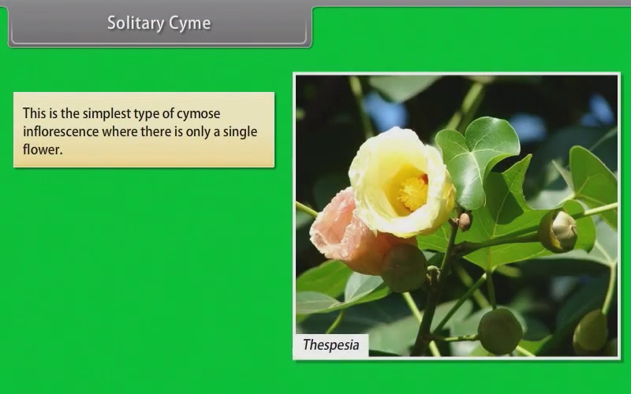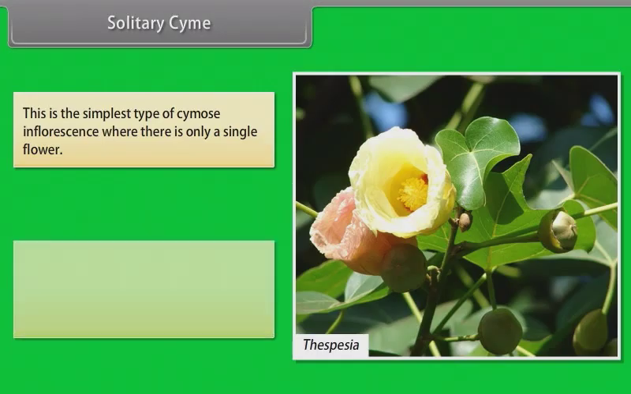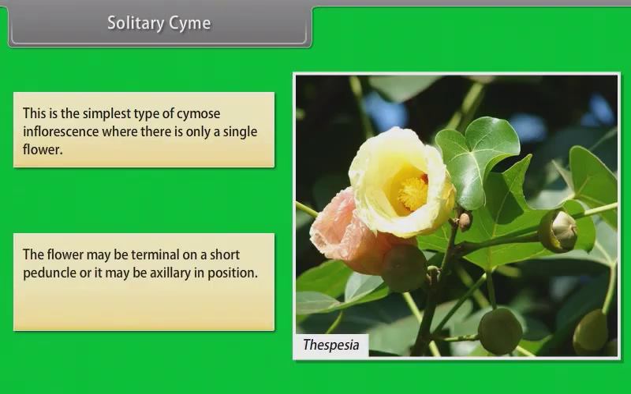Solitary cyme. This is the simplest type of cymose inflorescence where there is only one single flower. The flower may be terminal on a short peduncle or it may be axillary in position. Example, thespesia.